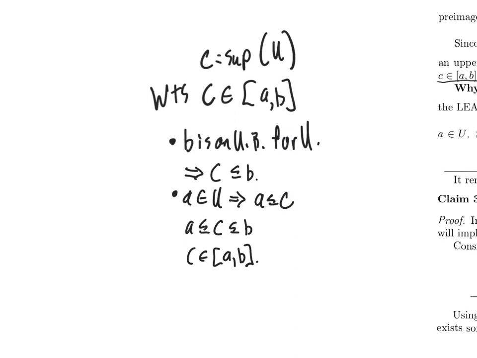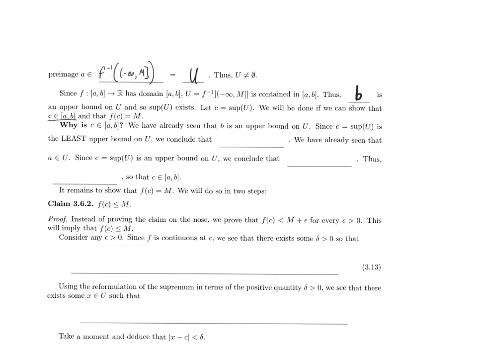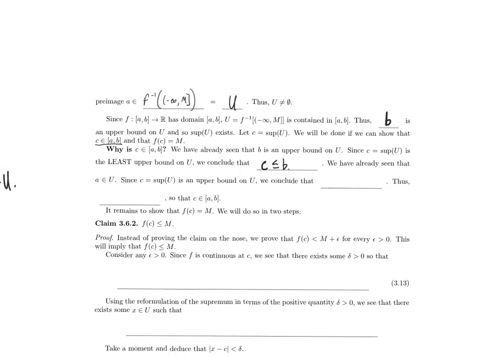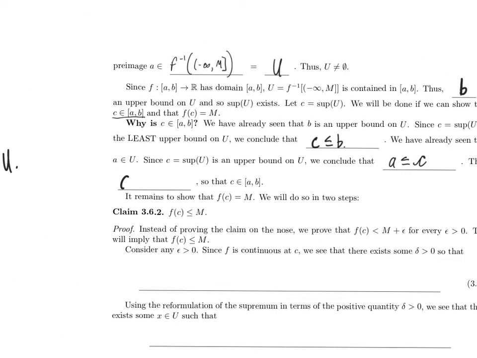Very good. Now let's just put that into words. Why is C in the interval from A to B? So we've already seen that B is an upper bound on U. Since C is the supremum of U and B is an upper bound, we conclude that C is less than or equal to B. Very good. We have also already seen that A is in U. Since C is an upper bound on U, we then conclude that A is less than or equal to C. Thus, A less than or equal to C less than or equal to B, so C is in the interval from A to B. Nice, so check.